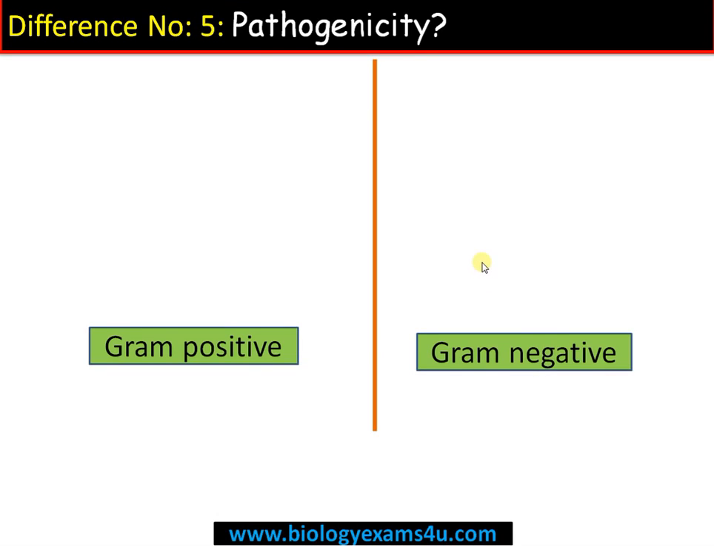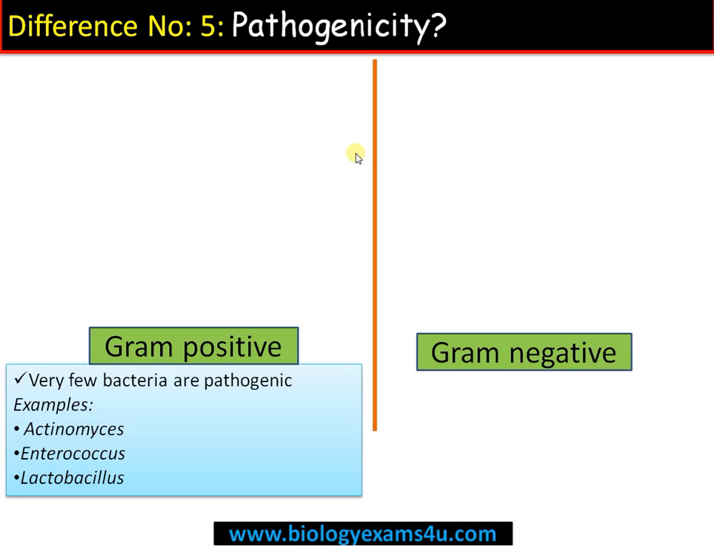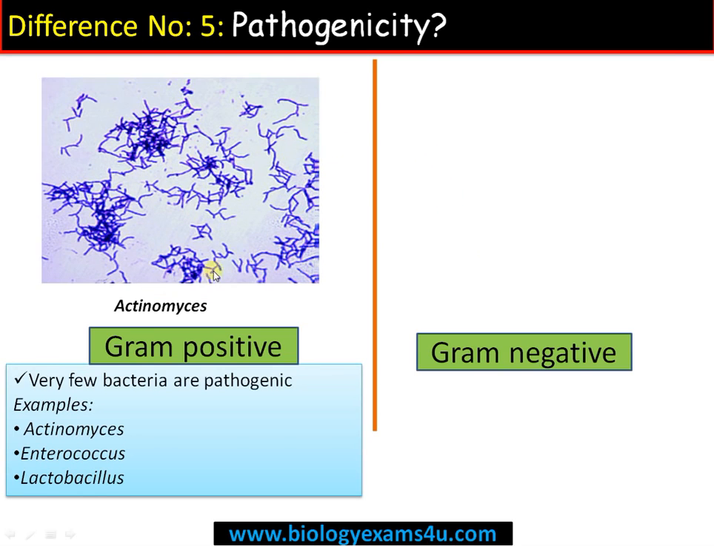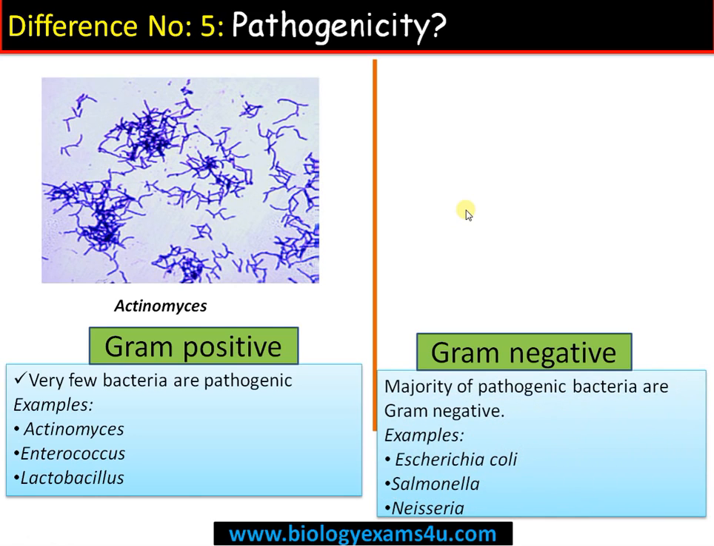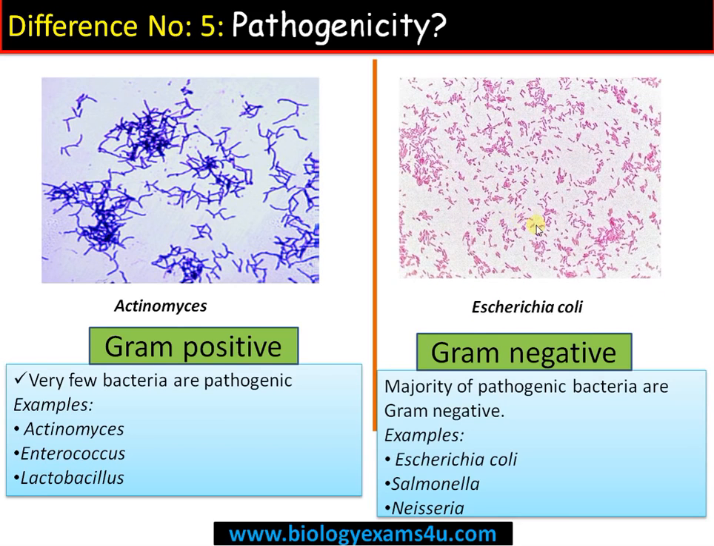Difference number 5, regarding pathogenicity. Very few gram-positive bacteria are pathogenic. Examples include Actinomyces, Enterococcus, etc. Whereas among gram-negative bacteria, the majority are pathogenic as there is an outer wall which is highly protective, and gram-negative bacteria are often highly infectious, for example Salmonella, Neisseria, E.